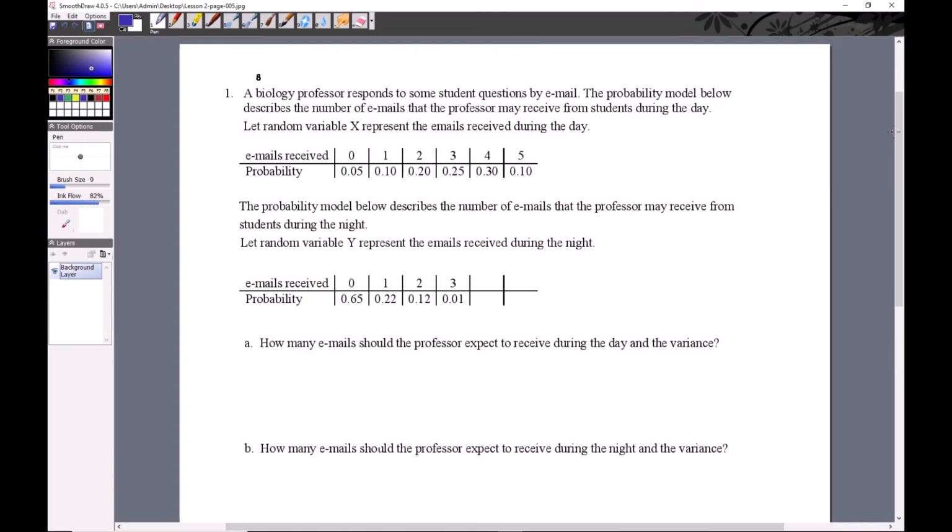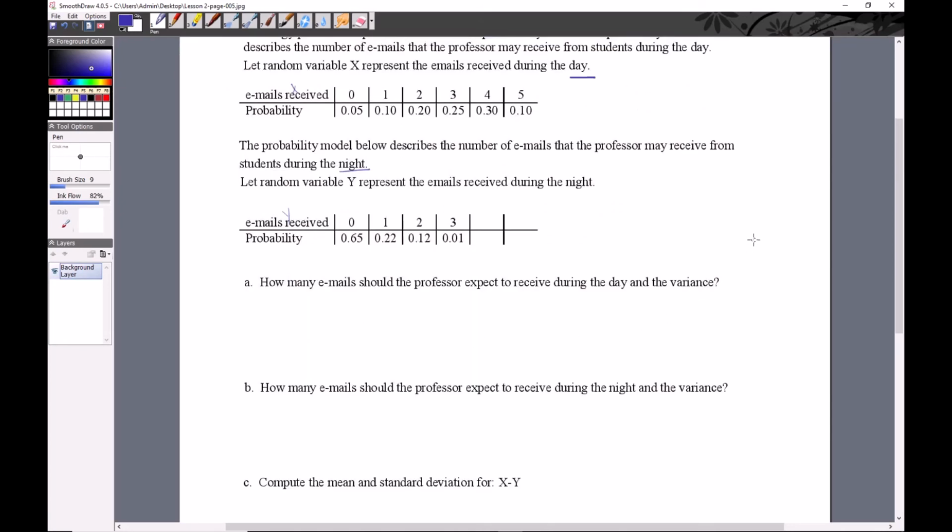All right, this last one on page 8 has 2 distributions. This is student questions received by email for a professor. And they've got ones received during the day, and then there's some that are received during night. So this is random variable x. This is random variable y. All right, I put these in the calculator. So this is what I ended up with.